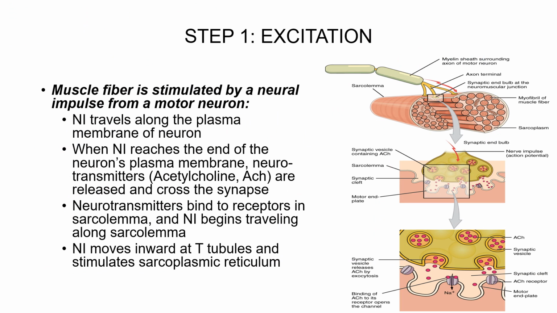All right, so reviewing what we just talked about, step 1 in this whole process with the neuromuscular junction and then eventually leading to the cross bridge where myosin and actin get together is excitation. We have to excite the muscle fiber. And you can see in that first bullet point in bold, muscle fiber is stimulated by a neural impulse from a motor neuron. And yes, while that's true, we know that it's not actually 100% solidified truth, right?